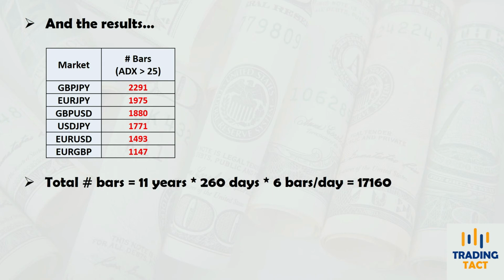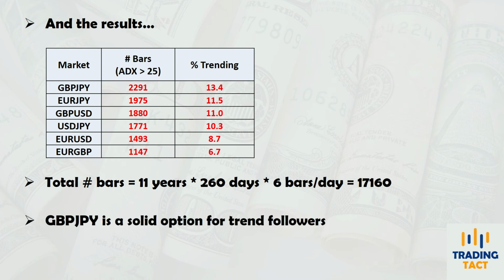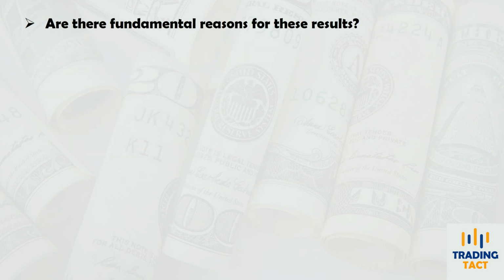For the 4-hour time frame, there are approximately 17,000 bars. This gives me the percentage of time the market is trending, and will be used to rank the trendiness of different markets and time frames. So if you're a trend follower on the 4-hour time frame, the pound-yen seems like a good choice, while the euro-pound is best avoided. This makes sense if you think about each currency's fundamental characteristics.